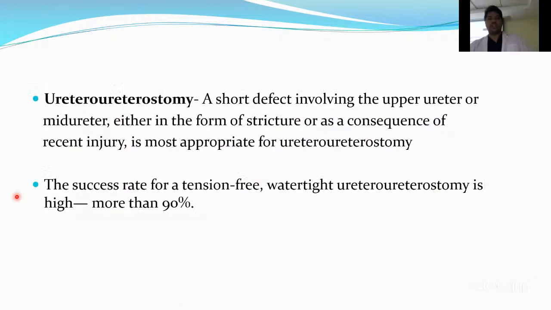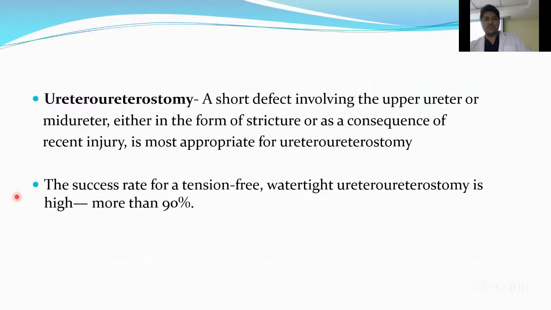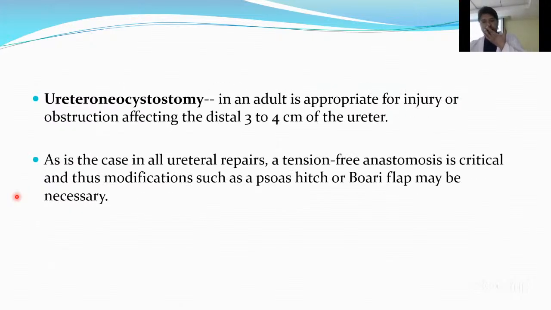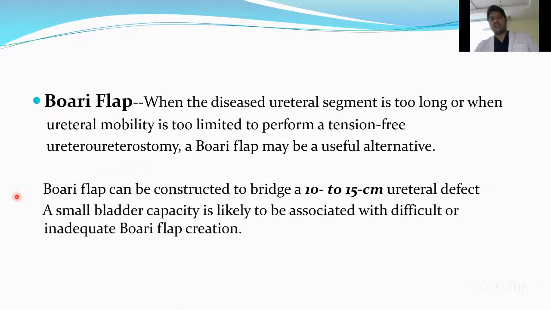In ureteroneocystostomy, if the distal ureteral stricture is longer and a tension-free anastomosis is not achievable, a Boari flap and a psoas hitch are used. The psoas hitch provides an additional 5 centimeters of length compared to simple ureteroneocystostomy, and a Boari flap can be constructed to bridge a 10 to 15 centimeter ureteral defect.